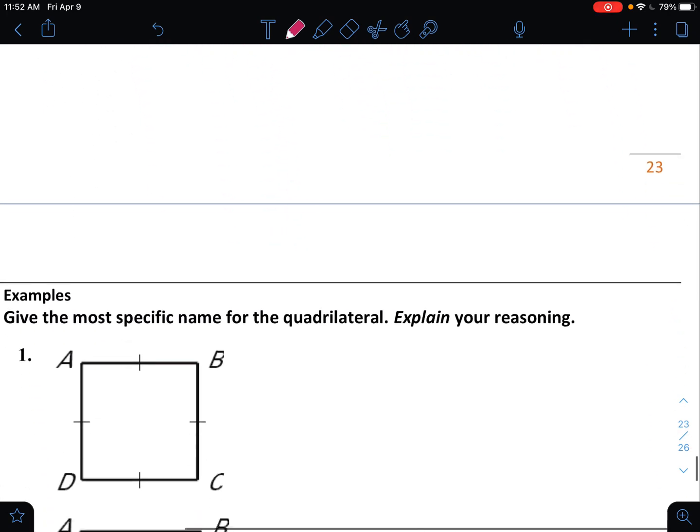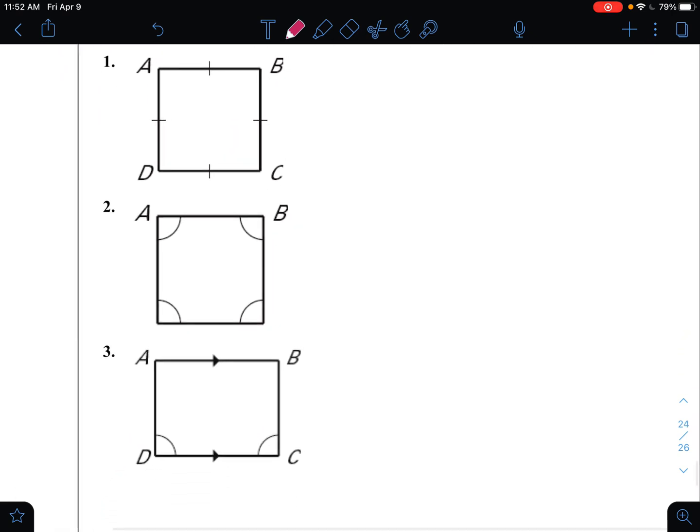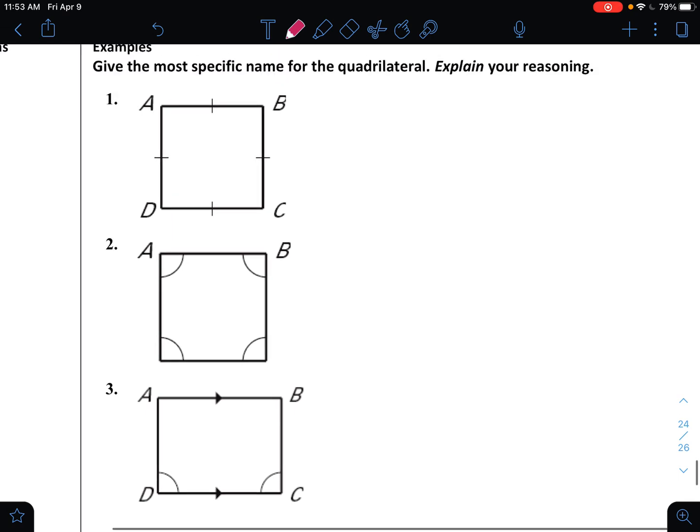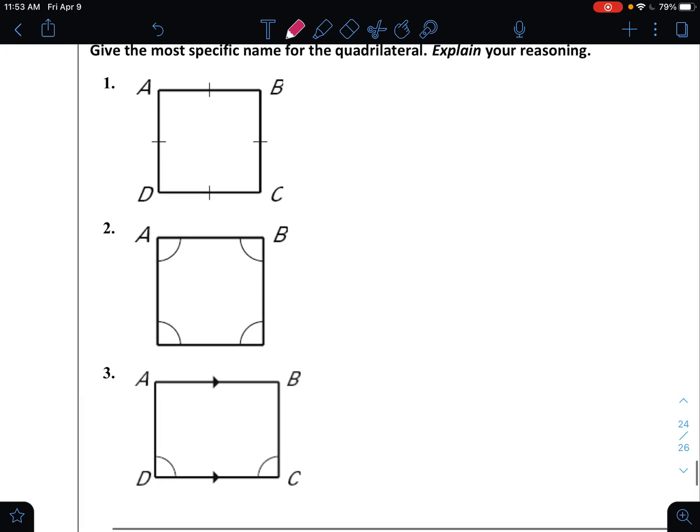Okay. Let's go to the next page. I'd like you to go through 1, 2, and 3 and go ahead and give the most specific name. If you want to just right now think of your reasoning, you can. If you want to write it down, you can. But when you come back to the video, I'll probably make a list of my reasoning to get to my answers.